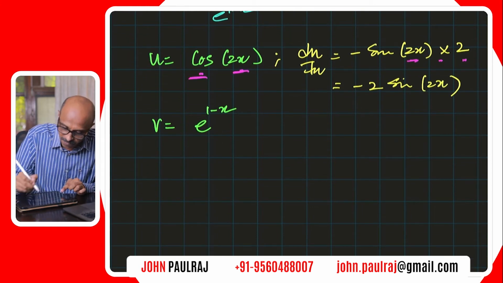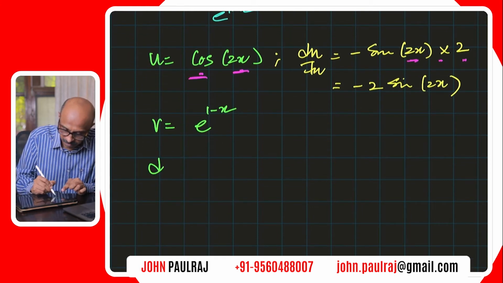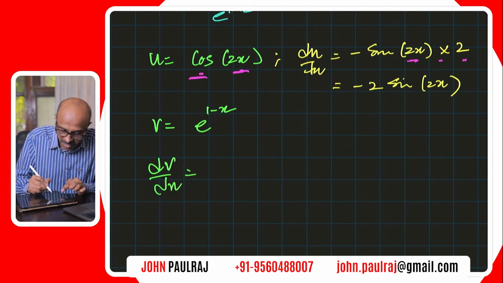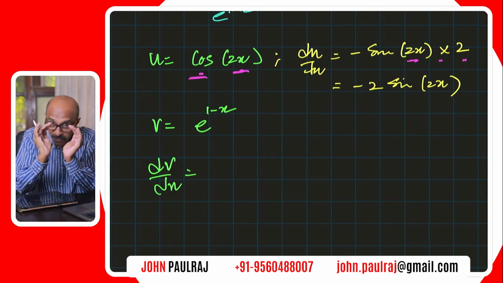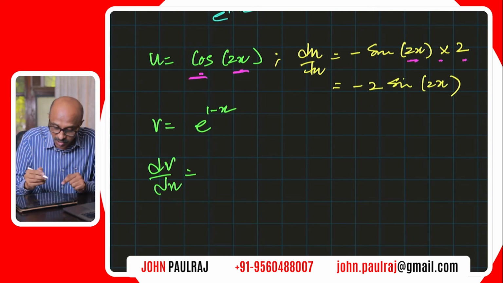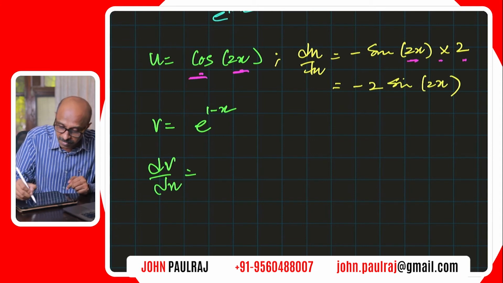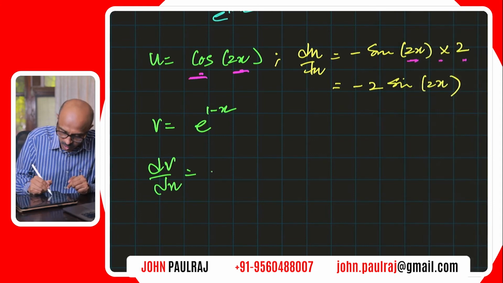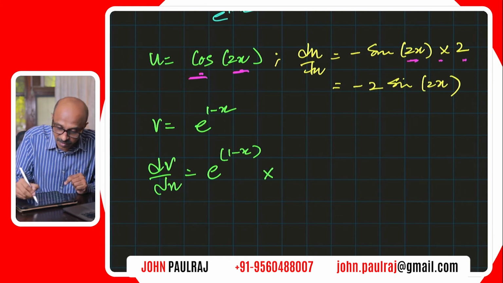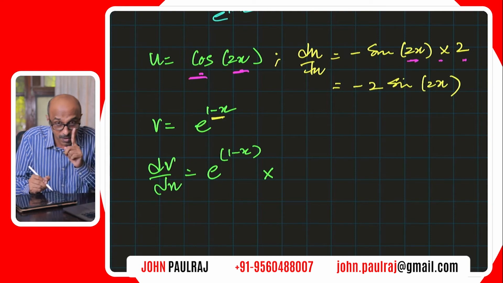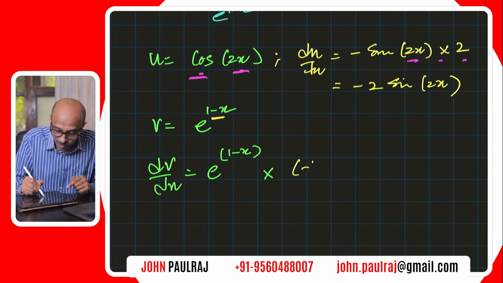All right. So let's write v is e to the power of 1 minus x. dv over dx would be: the outside function is e to the power of something, and the inside function is that something, 1 minus x. So the derivative of the outside function is still e to the power of that same term, remaining unchanged. The inside function remains unchanged, multiplied by the derivative of that inside function. The derivative of 1 minus x should be negative 1.